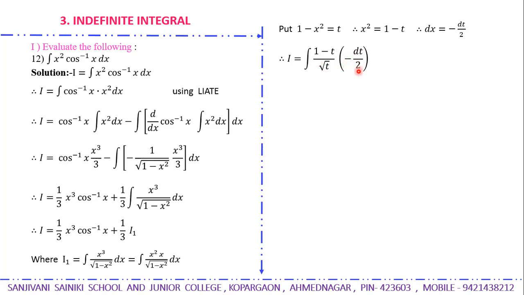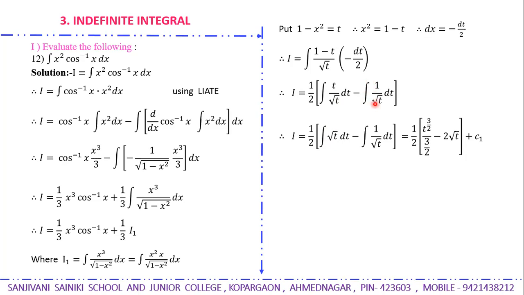Again here, this minus we can give inside this term, we will get t upon root t minus 1 upon root t, with 1 upon 2 outside. Then t upon root t is nothing but root t, and 1 upon root t can be written as t raised to minus 1 by 2. So take the integral, we get the integral of root t is t raised to 3 by 2 upon 3 by 2, and integral of 1 upon root t is 2 root t, because it is in the form of f dash of x upon root f of x.